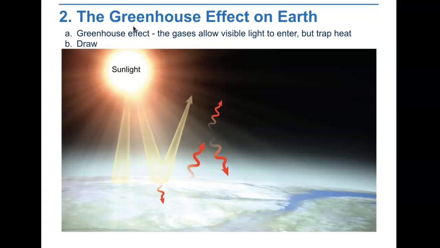The greenhouse effect on Earth. The greenhouse effect allows visible light to enter, but allows heat to be trapped. Go ahead and draw the diagram now.